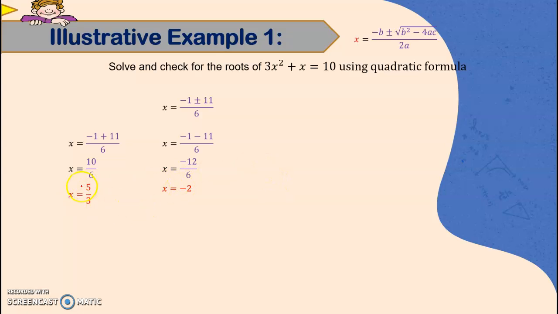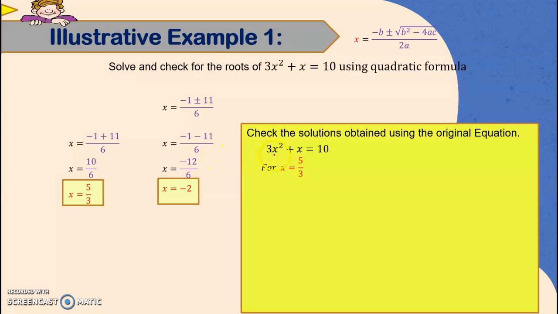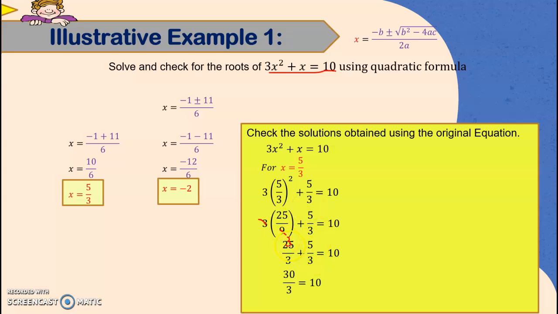After obtaining these values, we're not sure yet if these are the solutions, so you have to do the checking. Checking for x equal to 5/3, you use the original equation, not the standard form but the original given. So x equal to 5/3: 3 times 25 over 9, and we can simplify it to 25 over 3. Then you add the numerators, 25 plus 5, that's 30 over 3, equal to 10. 10 equal to 10.